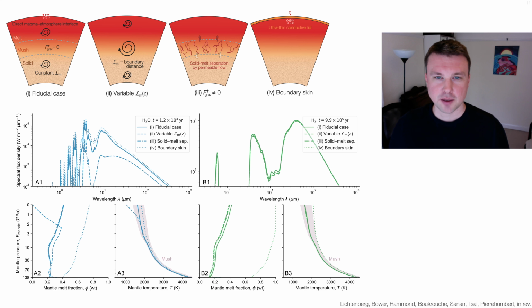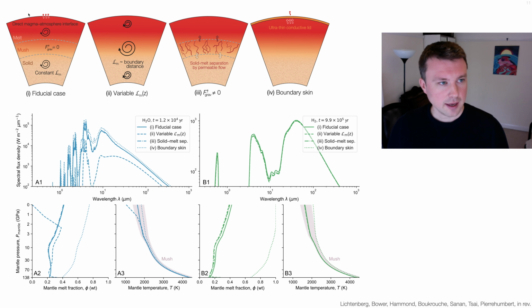Because part of the escaping flux of these magma ocean planets comes directly from the surface, this means that observations of these planets may enable us to distinguish different properties in the dynamics of the underlying magma ocean. The top part here illustrates different parameterizations of the interior that translate into different dynamical properties of the magma ocean.